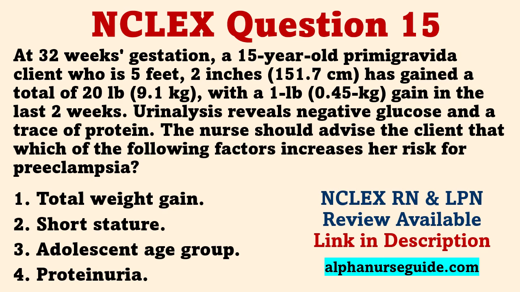A total weight gain of 20 pounds at 32 weeks gestation, with a 1 pound weight gain in the last 2 weeks, is within normal limits. Short stature is not associated with the development of preeclampsia. A trace amount of protein in the urine is common during pregnancy. However, protein amounts of 1 plus or more may be a symptom of pregnancy-induced hypertension.